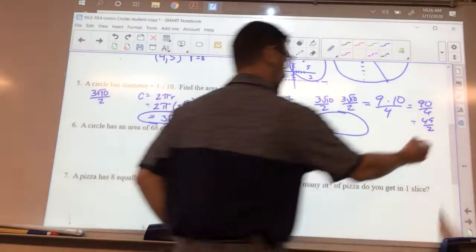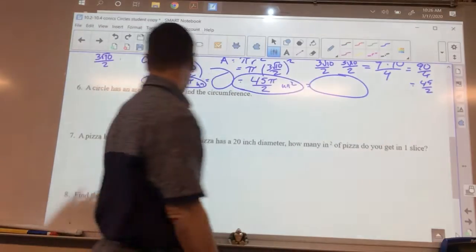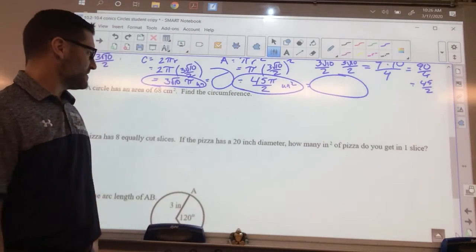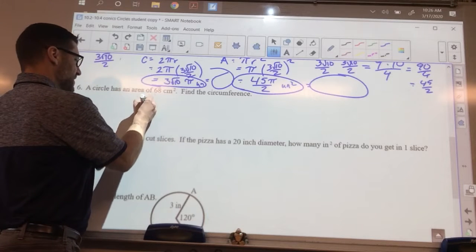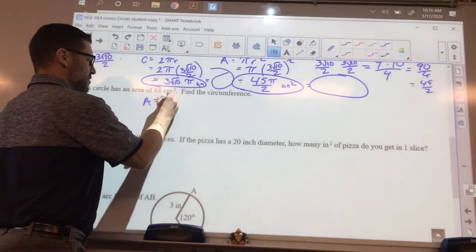Let's go. All right. Next one. Circle has an area of 68 square centimeters. Find the circumference. Circumference given area. So area is pi r squared.